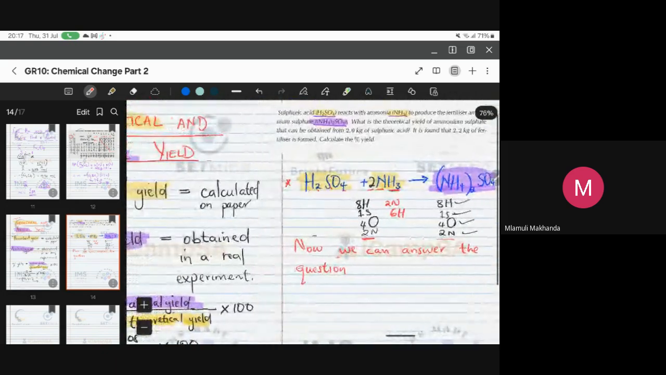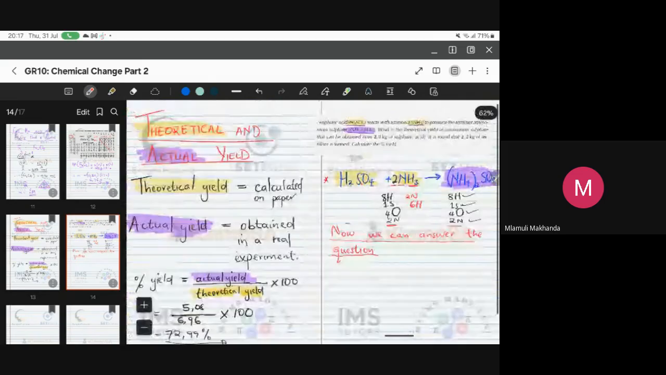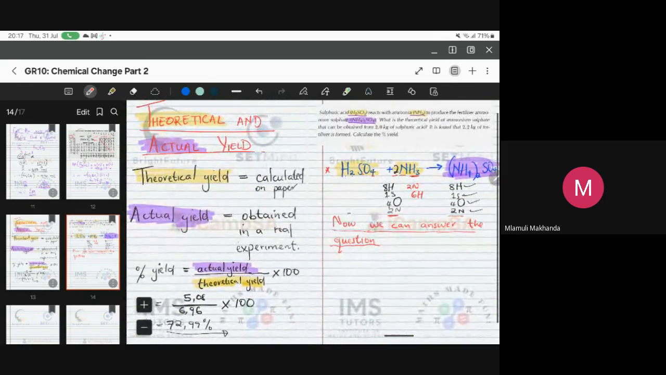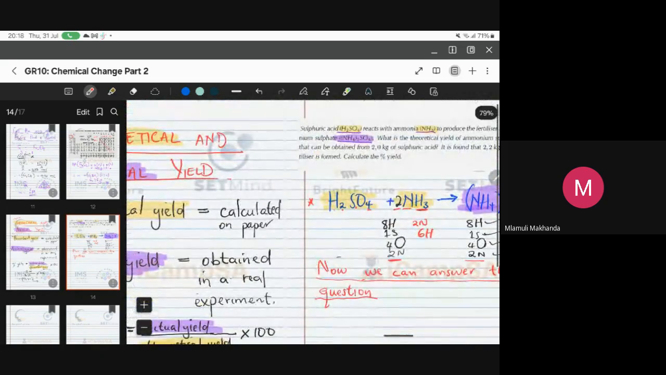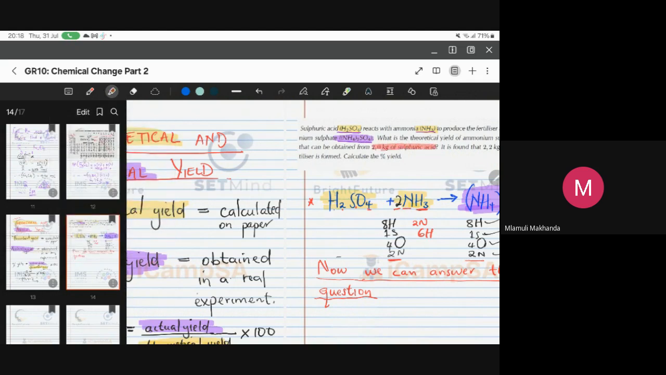Now we can do the actual question, which is what this was about. What is the theoretical yield of ammonium sulfate that can be obtained from 2 kilograms of sulfuric acid, if it is found that 2.2 kilograms of fertilizer is formed? Let's break down this question. I'll even underline it for you. I'll use red. So, 2 kilograms of sulfuric acid.